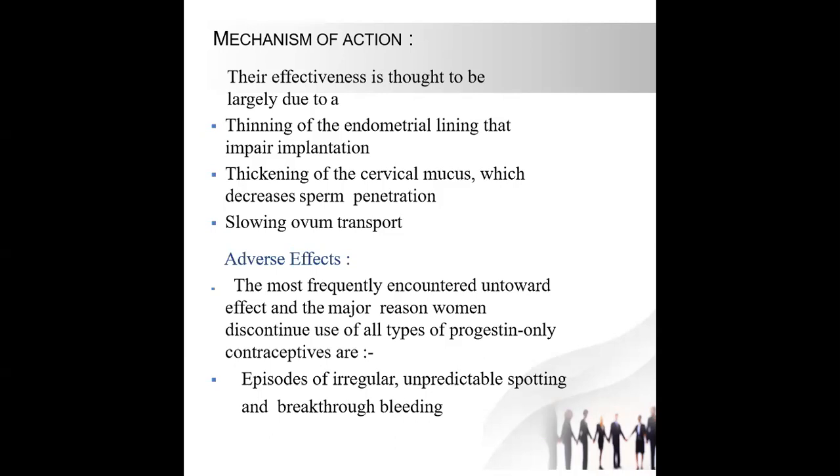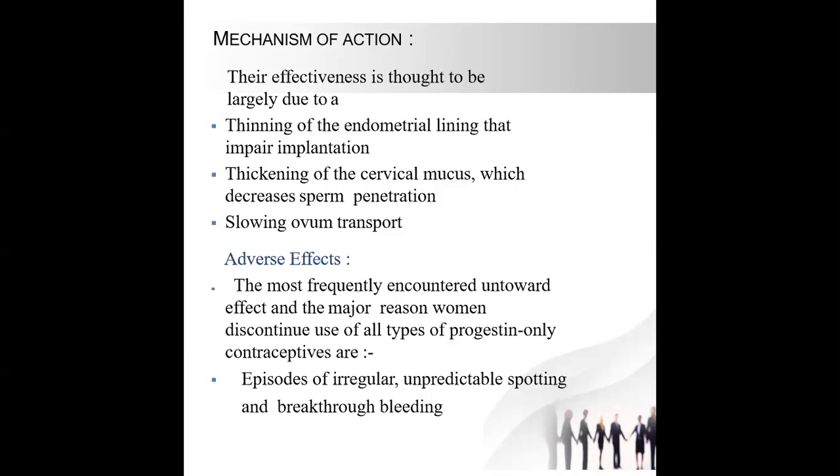Its effectiveness is thought to be largely due to a thinning of the endometrial lining that impairs the implantation of the ovum, and there is thickening of the cervical mucus which decreases the sperm penetration, and it also slows down the ovum transport. So there are three mechanisms. One is thinning of the endometrial lining, which will result in impairment of the implantation of the ovum. Number two, there is thickening of the cervical mucus, which decreases the sperm penetration. Number three, there is slowing down of ovum transport.